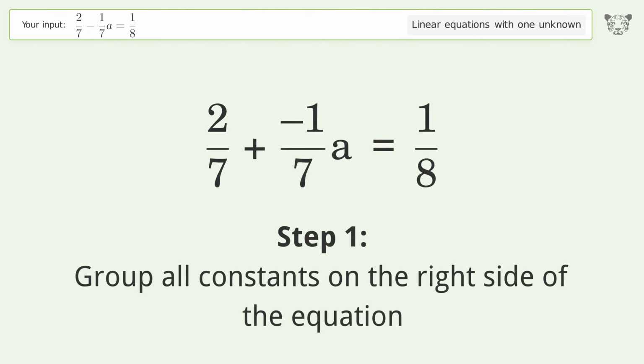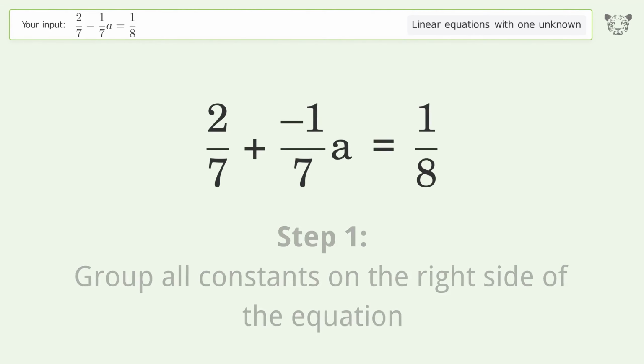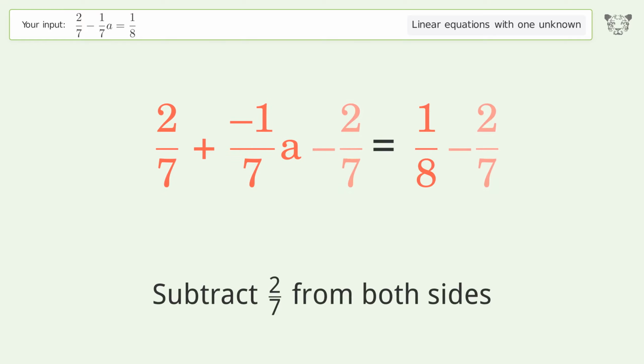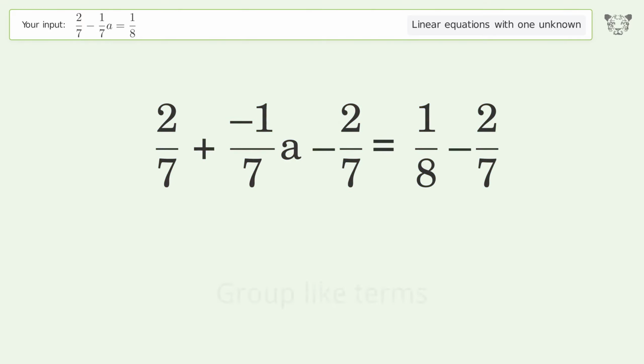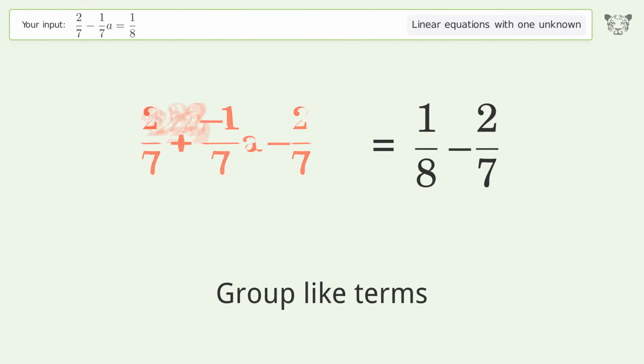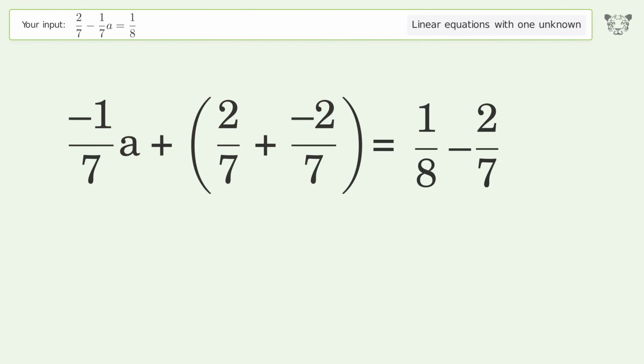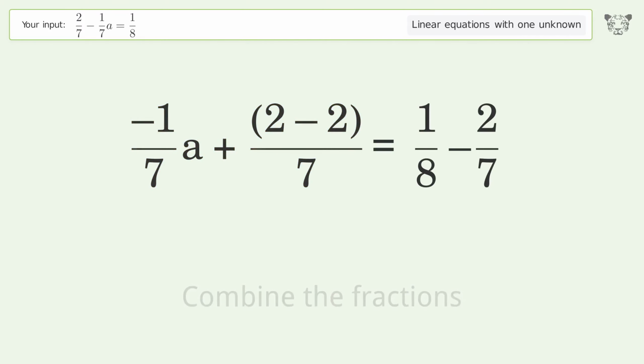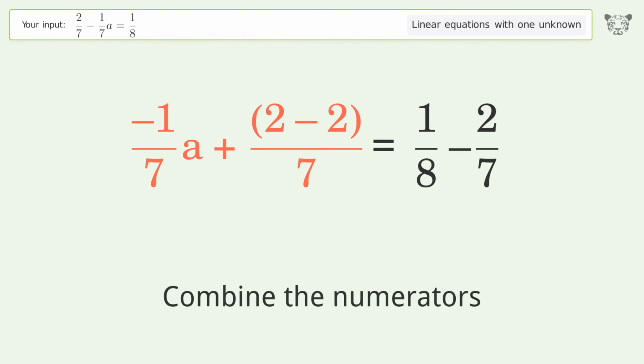Group all constants on the right side of the equation. Subtract 2/7 from both sides. Group like terms. Combine the fractions. Combine the numerators.